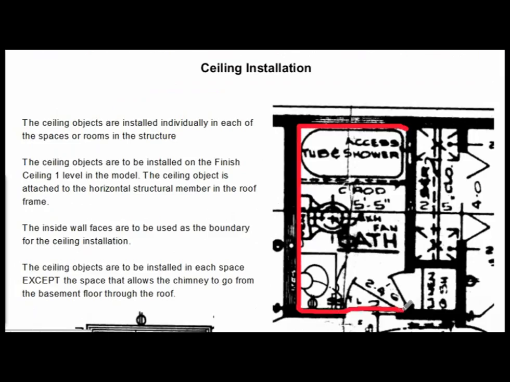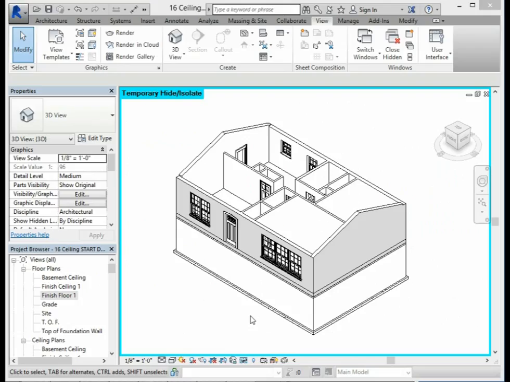When installing the ceiling objects, you will utilize the inside of the walls as the boundary for the ceiling object. You will install the ceiling object in each individual space. You are to repeat that process for every space that is in the building information model.